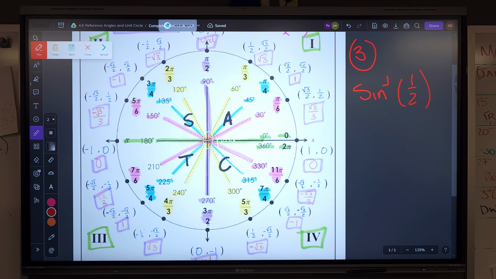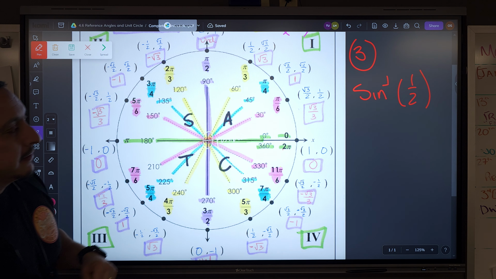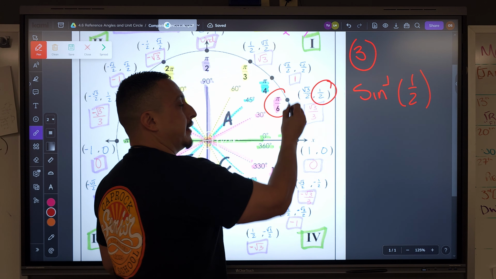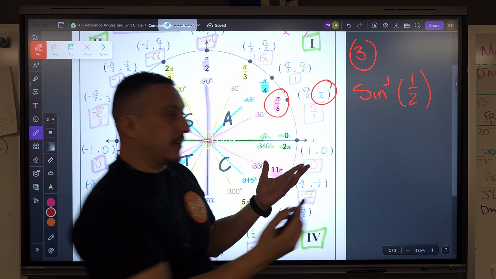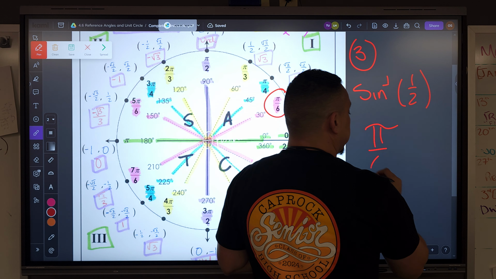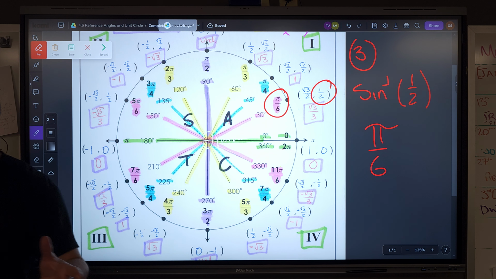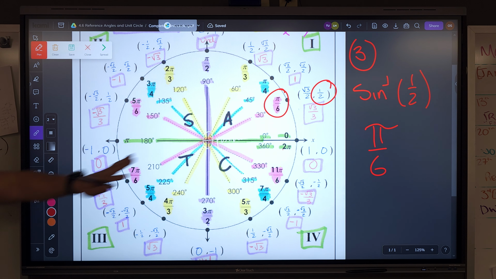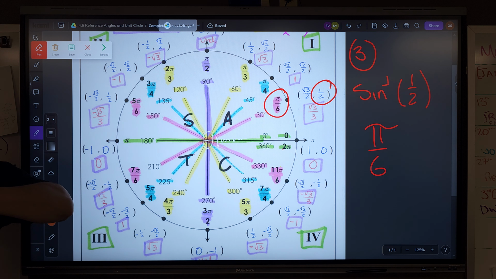Okay, so where do we see the y value be 1/2? Right there, right? Pi over 6. So our answer is pi over 6. Be honest with me, guys, so I can adjust to you. How many of you got that answer, like you saw it? Okay, excellent, that's most of it. Any questions right now?